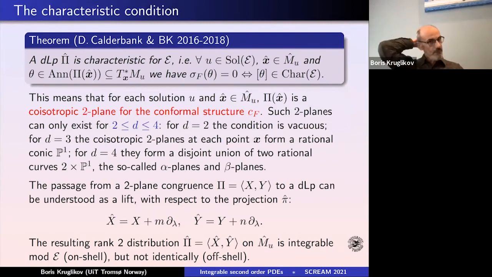Okay, so our first statement is the following. A dispersionless Lax pair P hat is characteristic for the equation E if for every solution and every point on the correspondence space, the dispersionless Lax pair is characteristic. That's the statement. This means the following. For every solution, for every point on the correspondence space, and for every covector which annihilates this plane below, the projection of pi hat, the symbol annihilates theta. Equivalently, theta belongs to the characteristic variety.